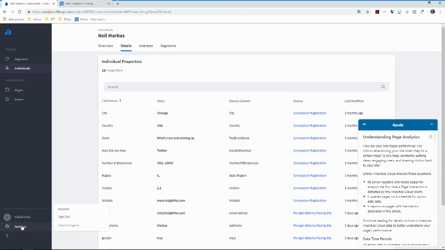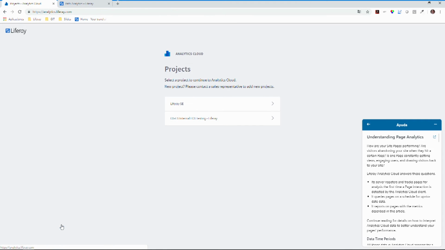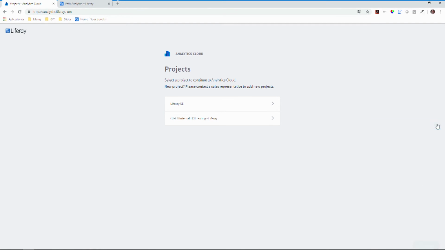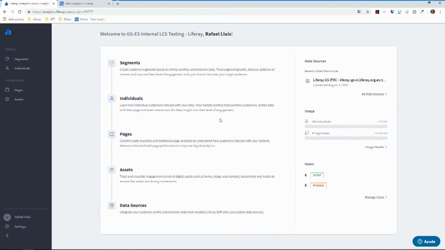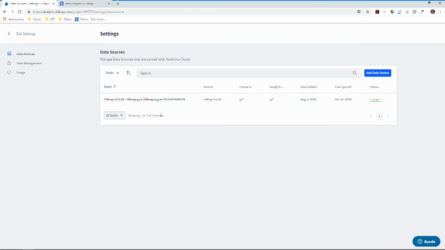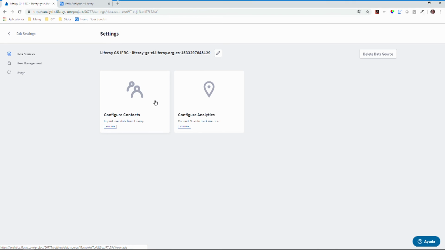And finally, you will have different projects. I can switch to the different projects that I have, okay? I have another one here. So I switch and I start having those analytics, those metrics, but in a different project. And I can configure my data sources, et cetera. Okay, so here is just an example, but you will see how easy it is to configure contacts or analytics.